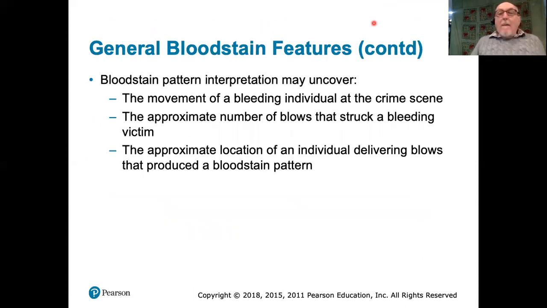So we can work out the movement of the bleeding individual. We can work out, if the source is blows, the approximate number of blows that resulted in the wounding. We can certainly work out if gunshots were involved, we can work out the number of gunshots and the direction that the gun was pointed, etc., etc. And very importantly, it can sometimes let us work out an approximate location for the perpetrator who is inflicting the wounds.